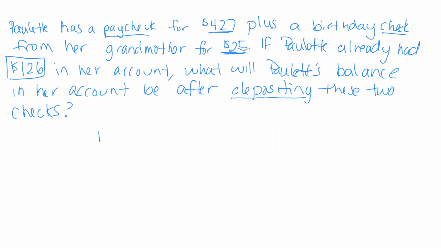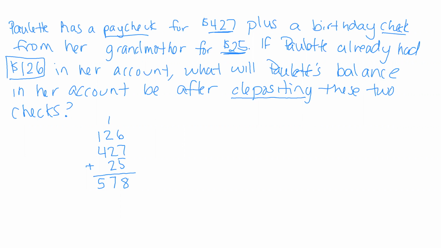So we're going to take Paulette's previous balance of 126. We're going to add the paycheck of 427, and we're going to add the birthday gift of $25. Notice everything is right hand aligned, just like all the previous examples. All right, I'm going to add column by column. So 5 plus 7 is 12. 12 plus 6 is 18. I'm going to keep an 8. I'm going to carry a 1. 2 plus 2 is 4. Plus 2 more is 6. Plus 1 is 7. And then 4 plus 1 is 5.